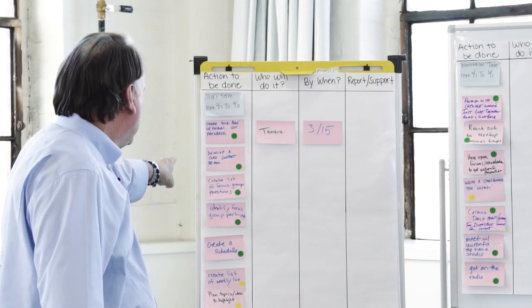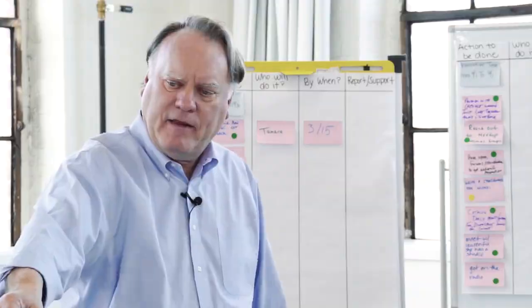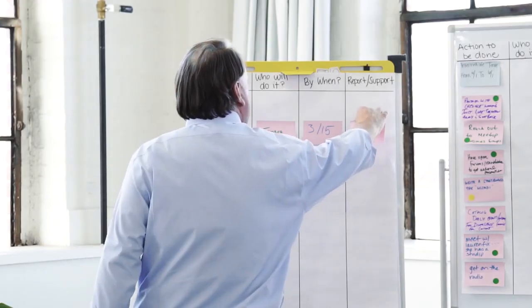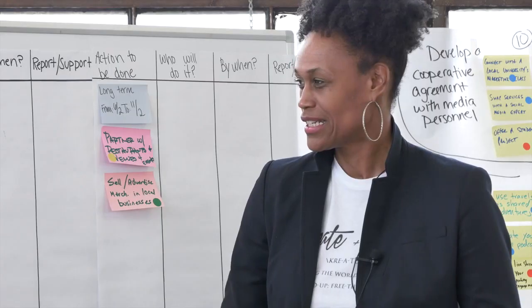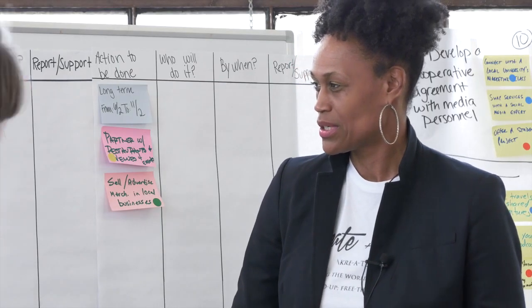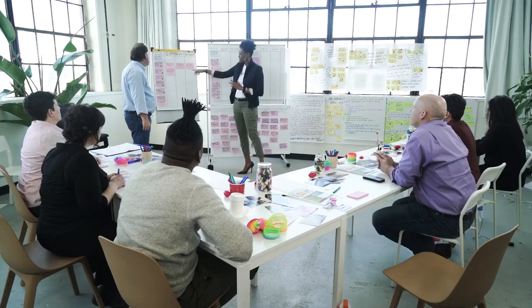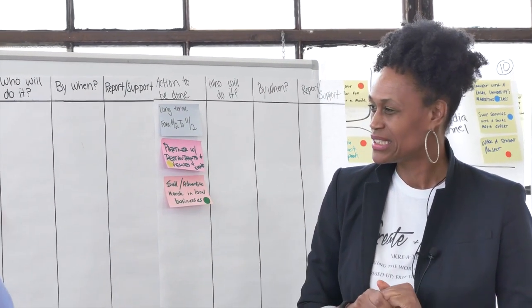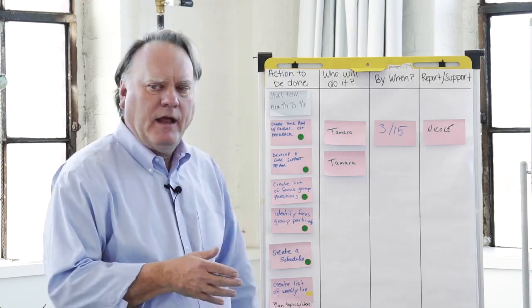Okay. Develop a core support team. Who's going to do that? Me. Tamara? Okay. By when? I would say maybe like the 20th. So 3/20. Great. Who do you need to report to or get some support from on that? Naja. Okay.